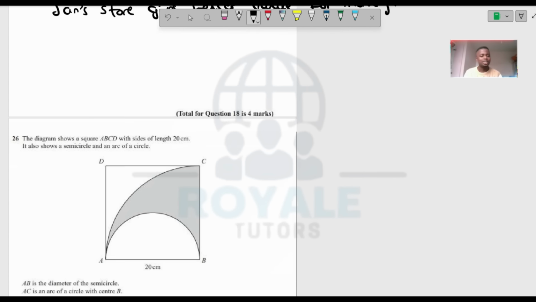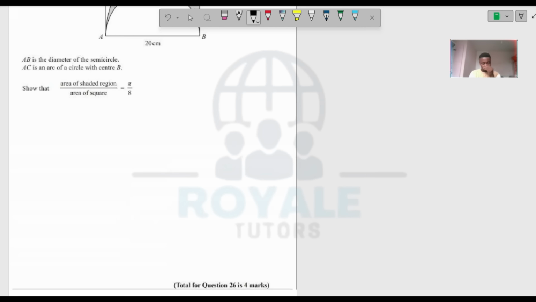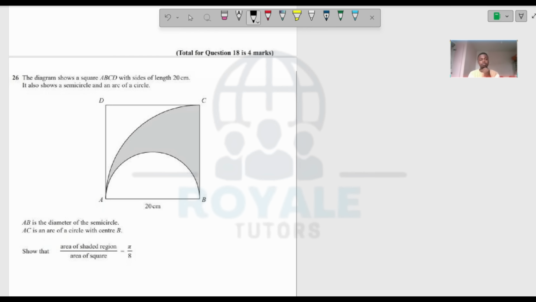All right, let's move to the next one. Okay, this looks interesting. This is 4 marks as well. The diagram shows a square ABCD with sides of length 20 centimeters. It also shows a semicircle and half of a circle. This looks interesting. Many students, when they see shapes like this where a lot of things are being juggled together, lose interest right from the beginning.